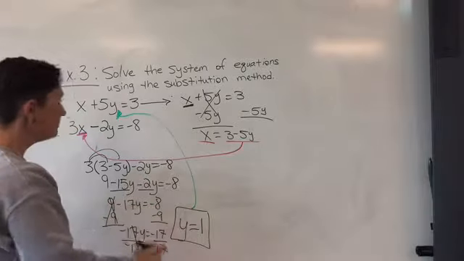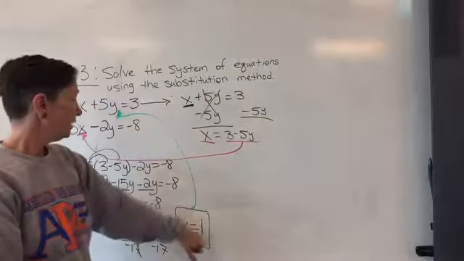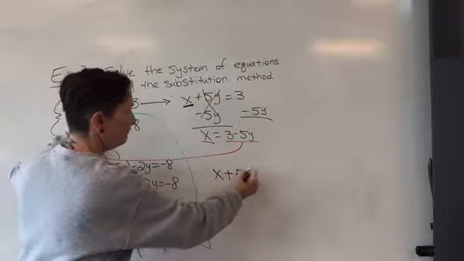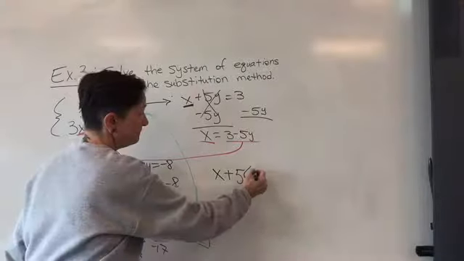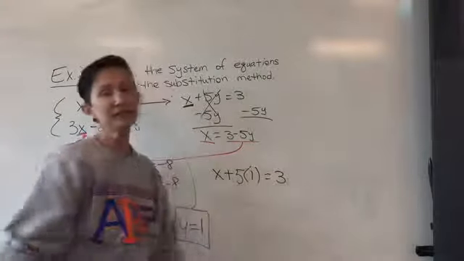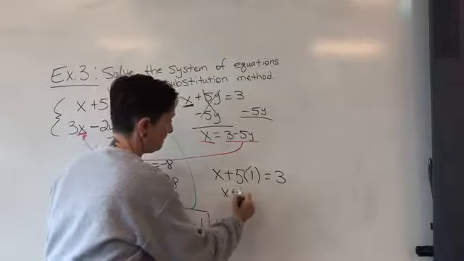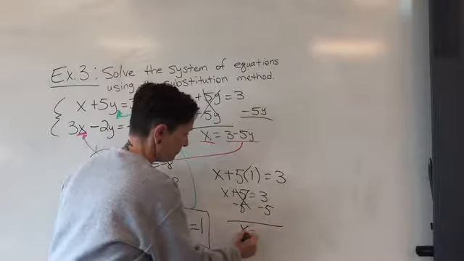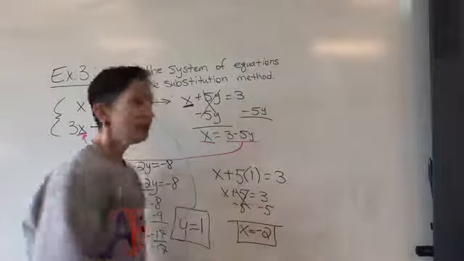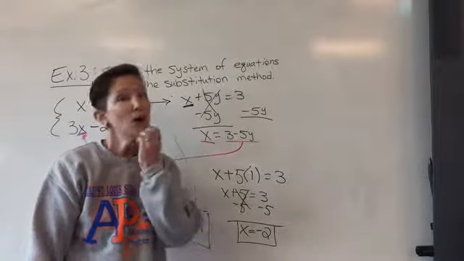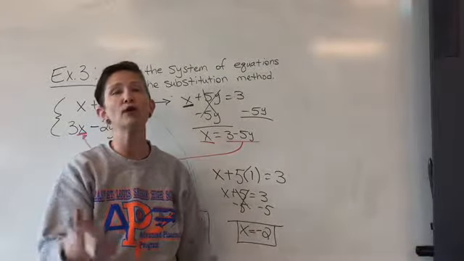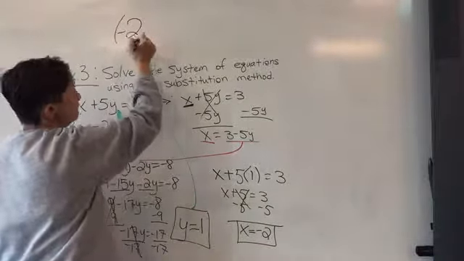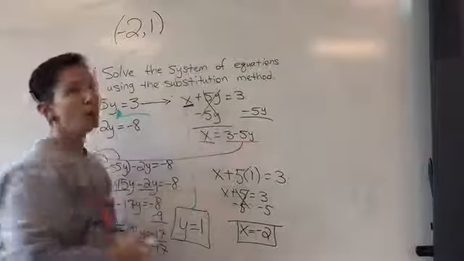Okay, so I'm going to substitute y is 1. So I get x plus 5 times y, but y is 1, equals 3. Let me solve this equation for x. So I get a value of x equals negative 2. Once I find my x value and my y value, we can write our answer in a coordinate pair. So my answer would be negative 2, comma, 1.